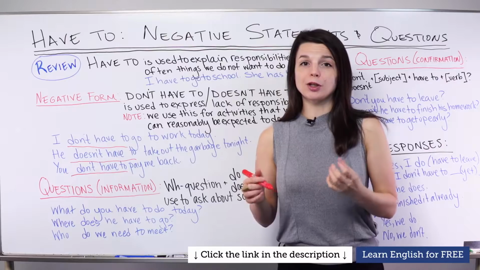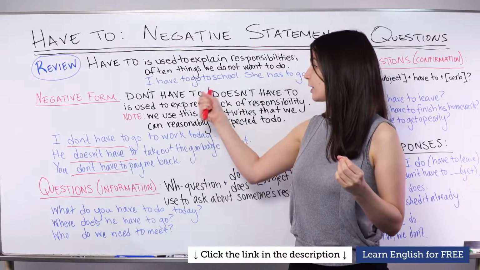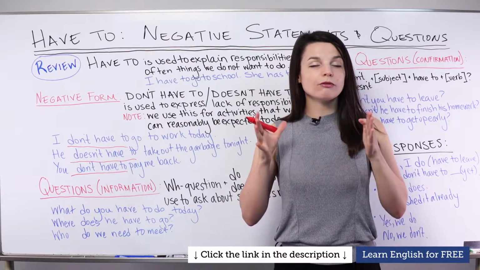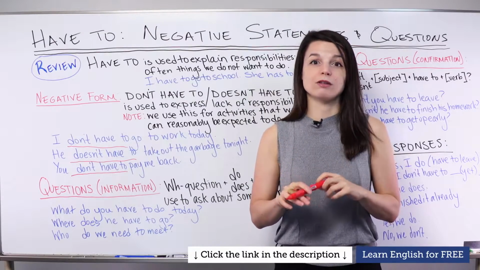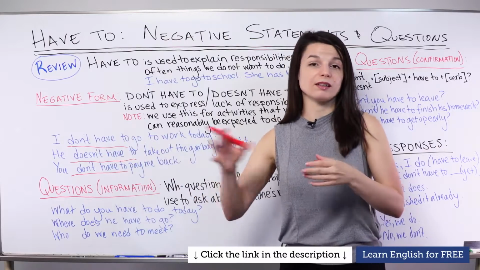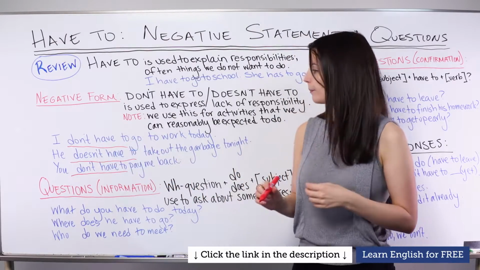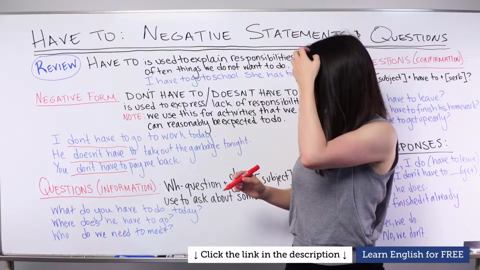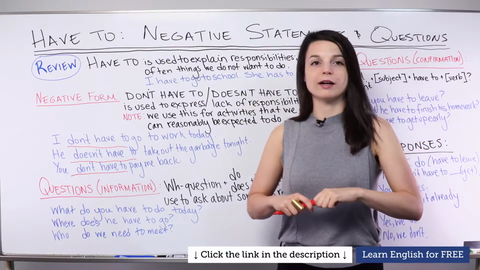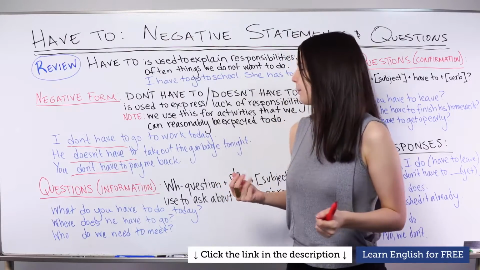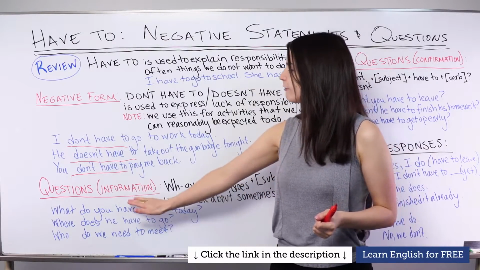So please make sure when you make the negative with this grammar point that you use it for reasonable expectations only. It sounds kind of strange if you use it for something a little bit crazy or a little bit strange. Okay, with that, then let's move on to the first of the two types of questions I want to talk about. The first question pattern I want to mention is an information pattern.